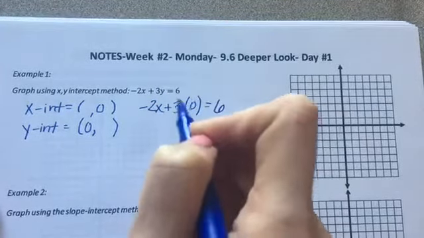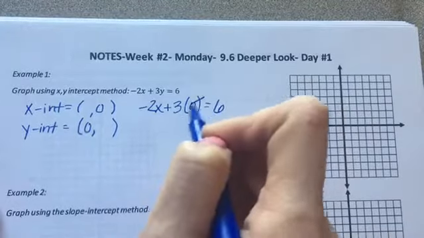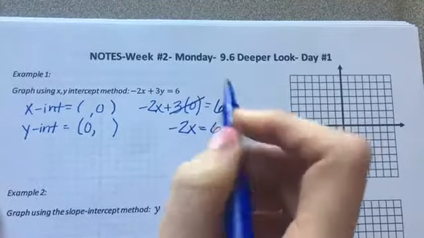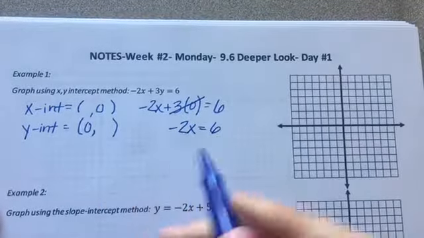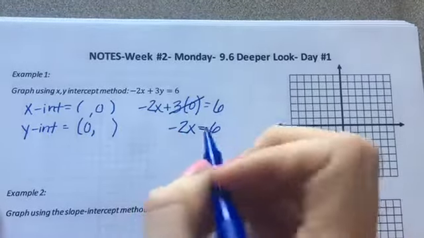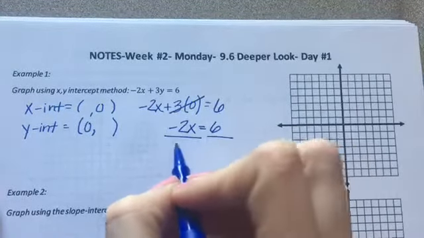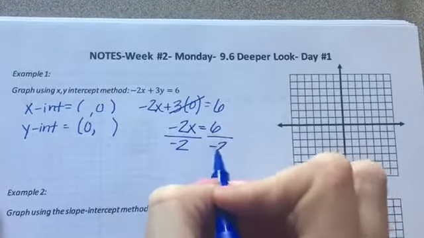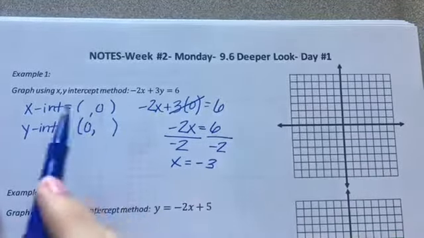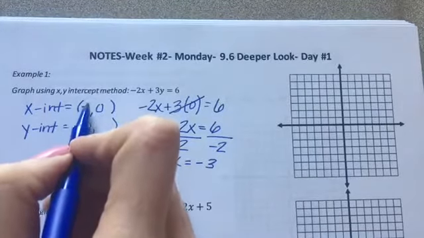Equals 6. 3 times 0 we know is 0. So we have negative 2x equals 6. Be careful. I noticed a lot of you are losing your negatives. You're treating this as a positive 2x, but it is indeed negative. So to get x by itself, we divide both sides by negative 2, and x equals negative 3. So when y is 0, x is negative 3.